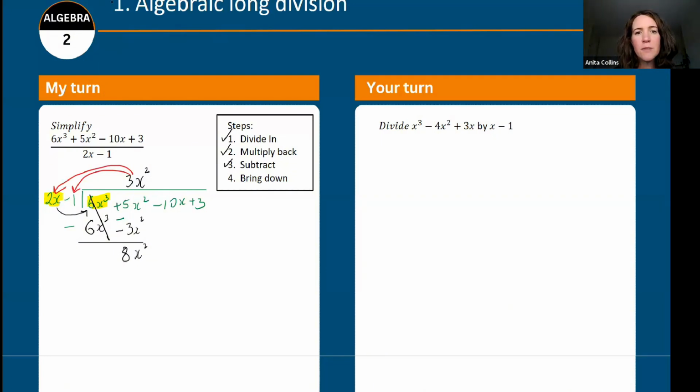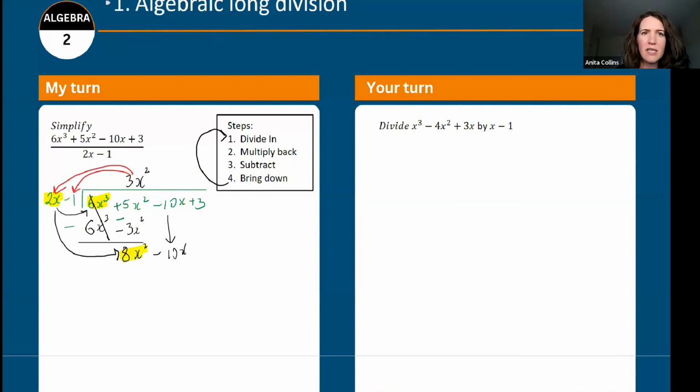Step four, bring down. We go back up to the top and we bring down that minus 10x. That's that done. Okay. What do we do now? We cycle back up to the top and we repeat. Here we go. Divide in. When we're dividing in now, our 2x all the way down here divides into our first term down there.